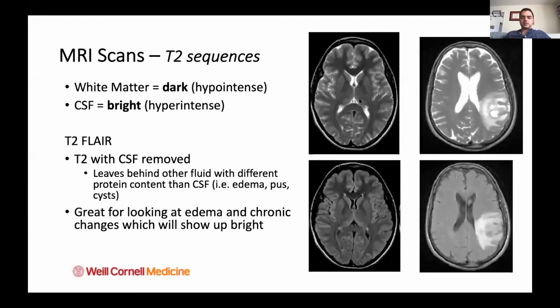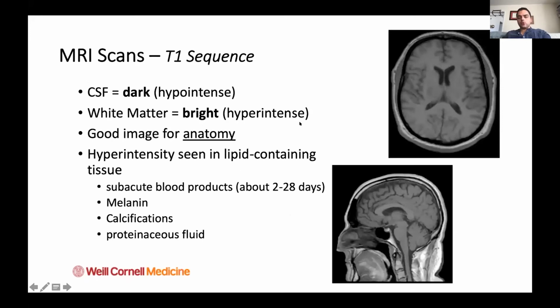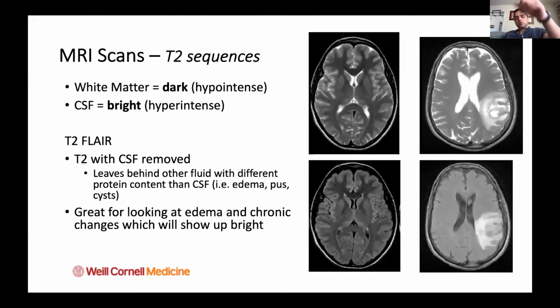T2 sequences are kind of a reverse image. So the CSF is bright or hyperintense. White matter is dark. So if you see dark white matter, it's like the negative, okay? Just think of it as flipped from the T1. T2 is very helpful for showing pathology, whereas T1 is good for normal anatomy. T2, sorry, switching screens here. T2 is good for identifying pathology, abnormal brain tissue, tumors, that sort of thing.